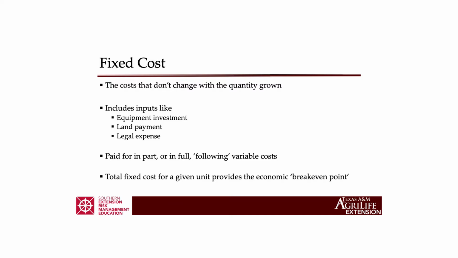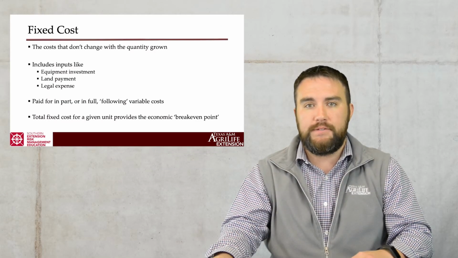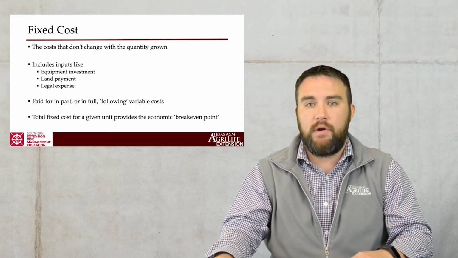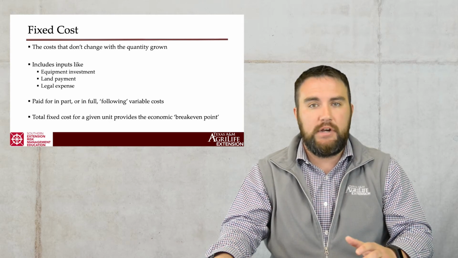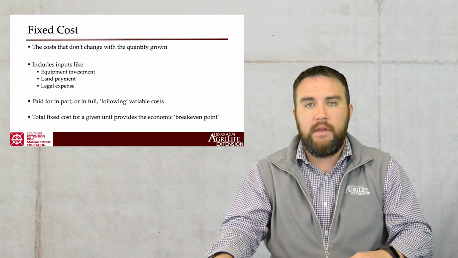These costs are paid for in part or in full following you paying for your variable costs. So again, graphically or mathematically, when we look at this type of cost, we would assume that we begin to pay off part of these costs after we've paid for all of our variable costs that we talked about on the previous slide, like seed and plowing labor.